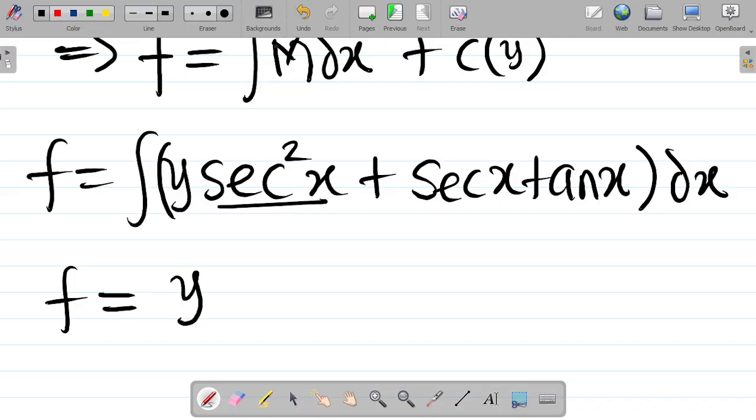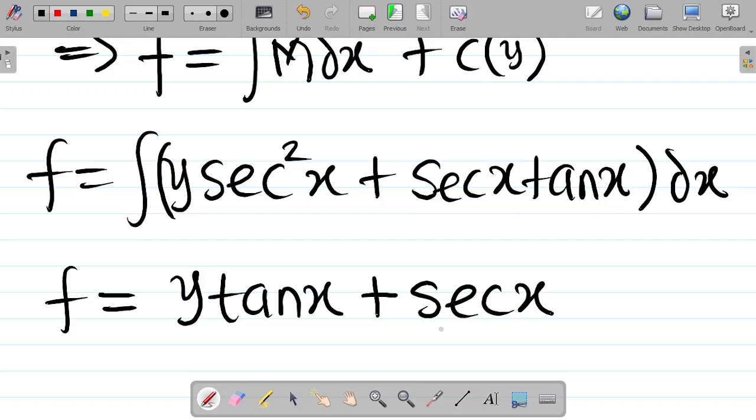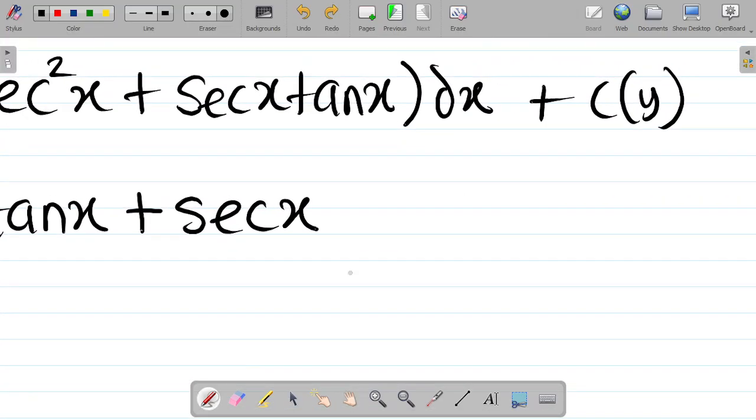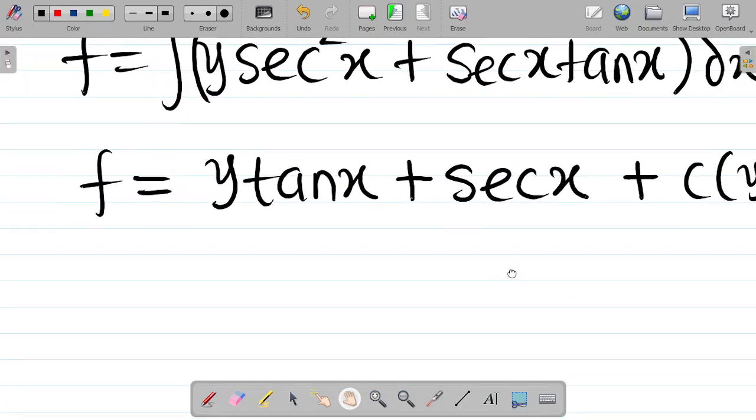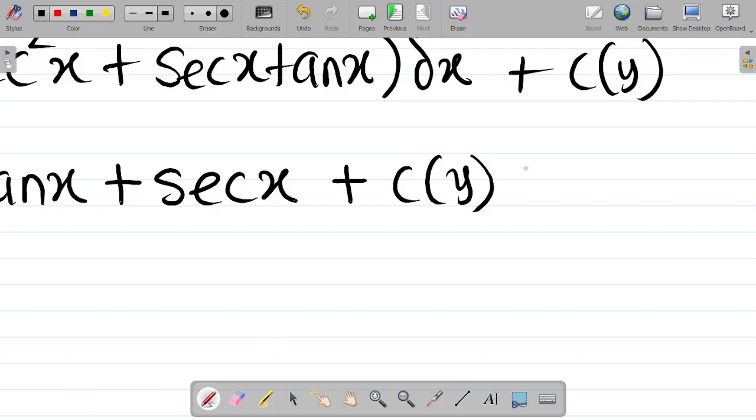If I integrate sec squared x, you have tan x, because we'll have to differentiate tan x to get sec squared x, okay? Plus, if I integrate sec x tan x, what you have there is sec x, because if you differentiate sec x, you have sec x tan x. So I have this as y tan x plus sec x. To this, I will add c of y. So this becomes the function f equal to y tan x plus sec x plus c of y. Let's call this equation asterisk.